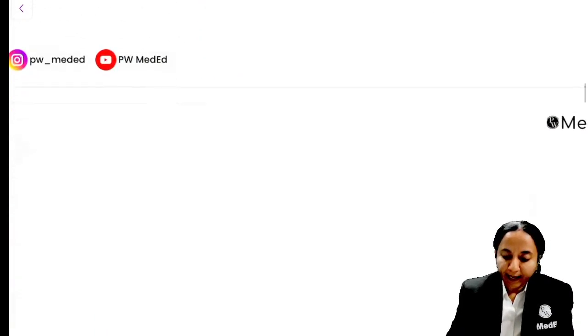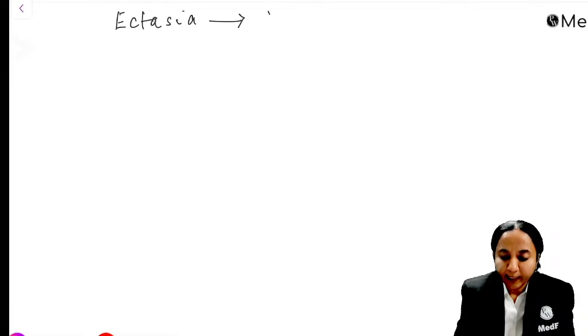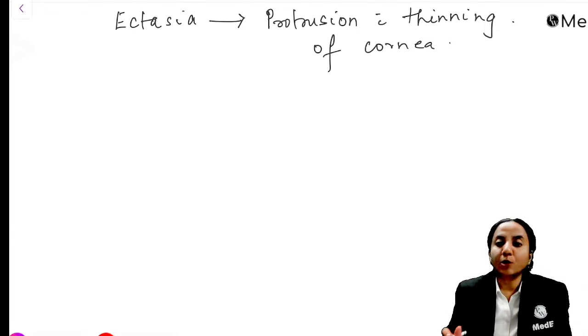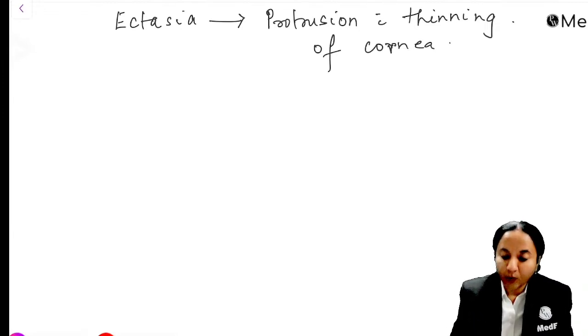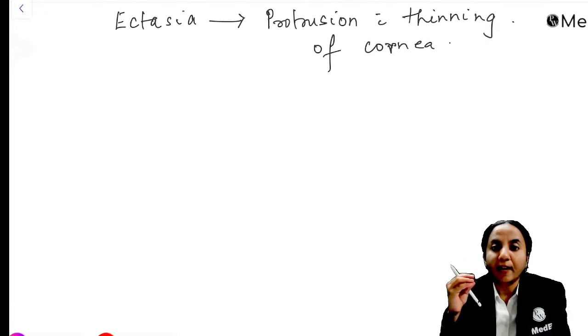So quickly, what is keratoconus? Keratoconus comes under what we call corneal ectasia, right? Ectasia means protrusion of the cornea which is associated with thinning. It is not a protrusion of the whole cornea. Only a part of the cornea is protruded and the same part of the cornea is also thinned out. So protrusion of the cornea associated with thinning.